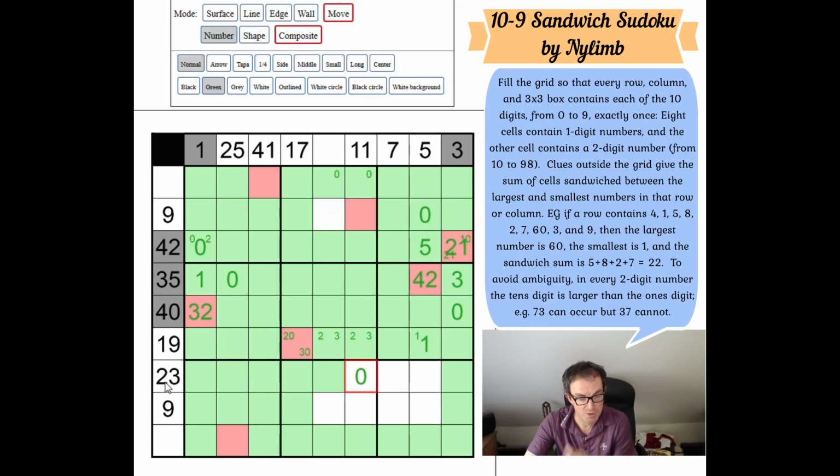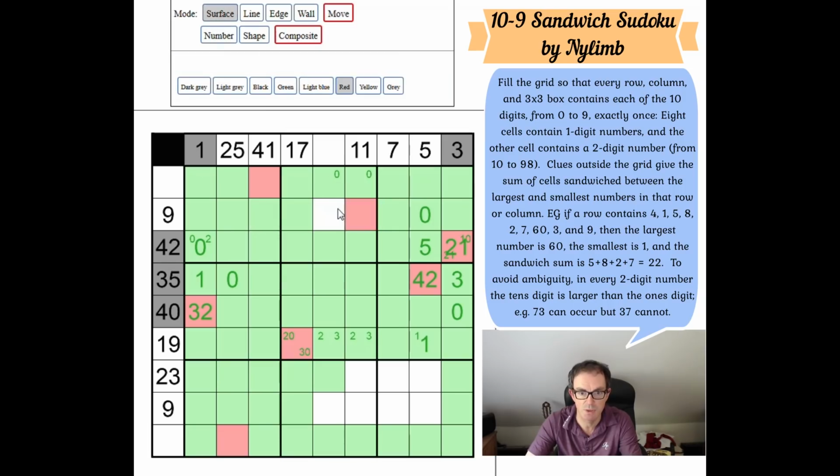We have to put a 2-digit sum somewhere along here to bound the sandwich, and 23 is a big number, so there's nowhere to put it. It would have to come over here where there's already a 2-digit number. So I don't think this square can possibly be a 2-digit number, and if that can't be a 2-digit number, where does the 2-digit number go in this box? It must be there. This square is green, this is green.